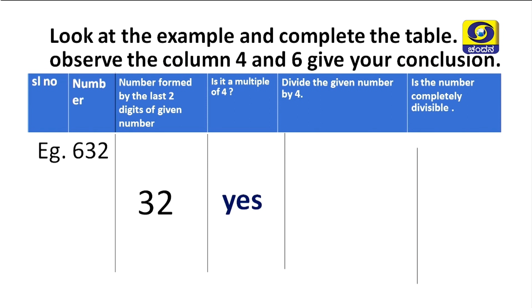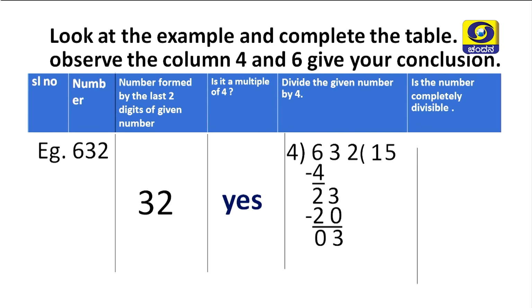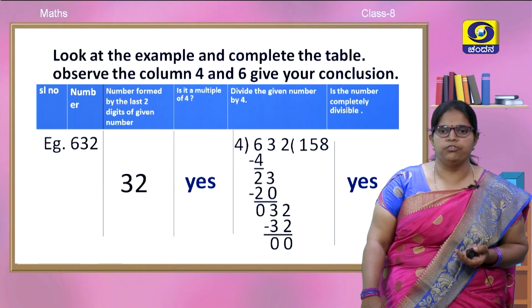Divide the given number by 4. 632 divided by 4. 4 1s are 4. 2 will remain. Bring 3 down. 4 5s are 20. 3 will remain. Bring 2 down. 4 8s are 32. Remainder is 0. Therefore, it is divisible by 4. Children, complete this and give the conclusion.